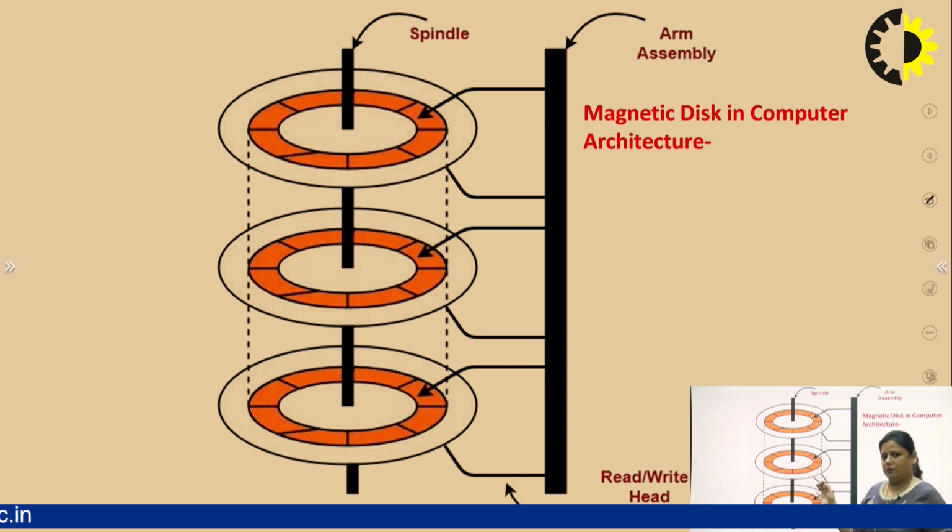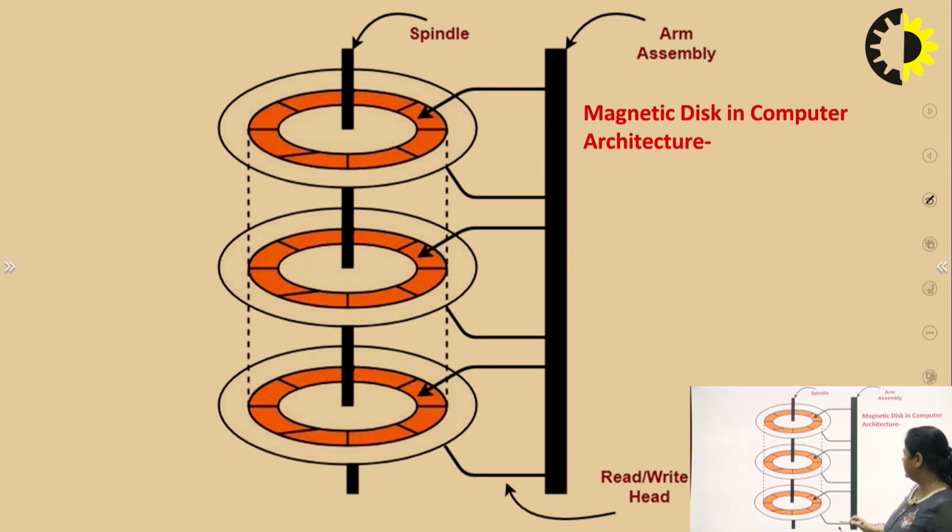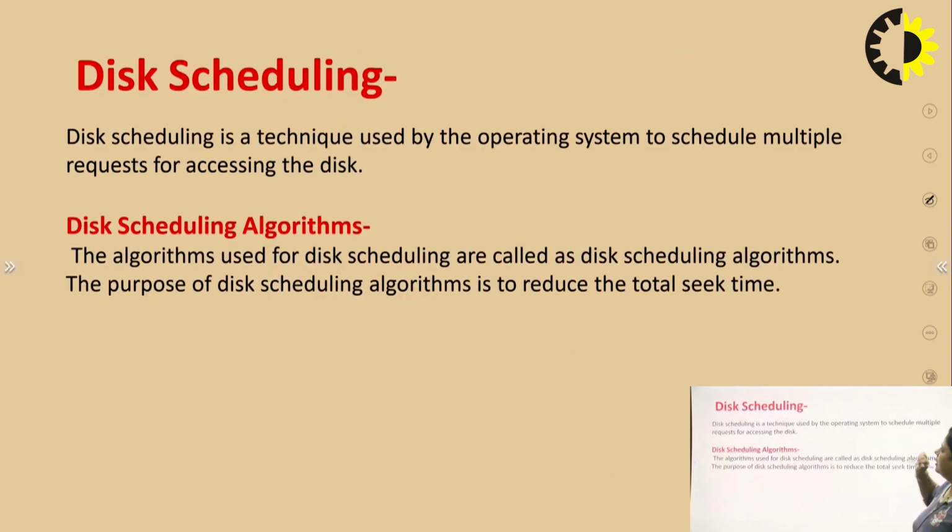This is a diagram of a magnetic disk. Here there is the read-write head. This is called the arm assembly, in which we hold all the disks in this manner. These are tracks, which are divided into sectors, and with the help of one spindle, called a spindle, they are all tied together. So this is a type of disk scheduling diagram.